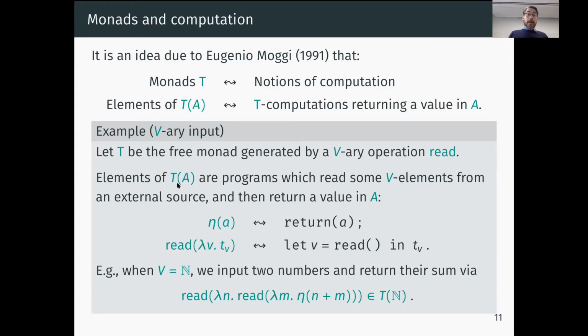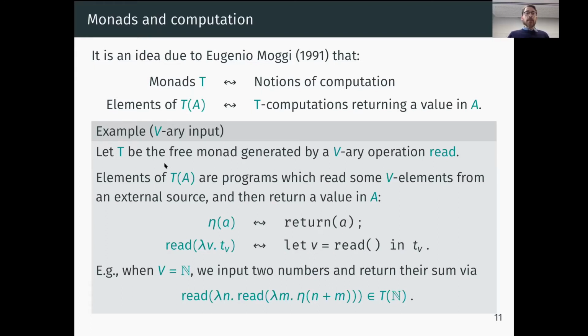All right, now the elements of T(A) can be defined inductively, right? So they're either elements of A embedded via the monad unit, so it could be η(a), and that's supposed to correspond to a program, and that program just doesn't do anything, it just immediately returns the value a.